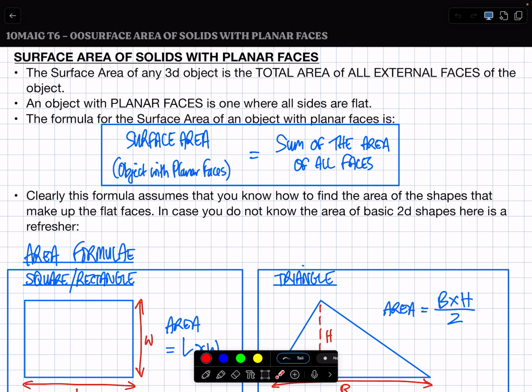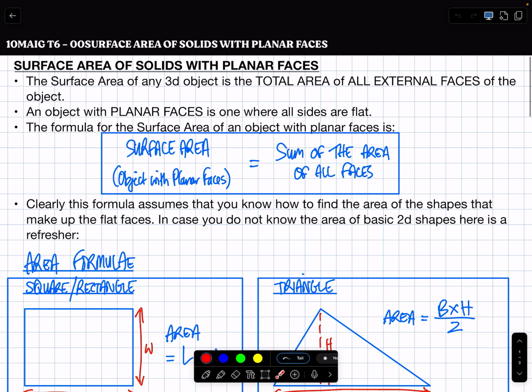No curvy shapes here. So there is a formula for the surface area of an object that has planar faces. It's the sum of all the faces. What do I mean by sum? Addition. I'm adding them all together.